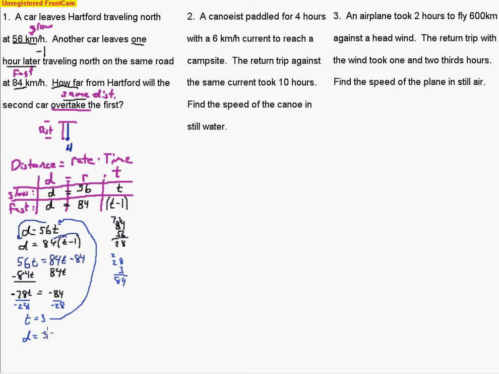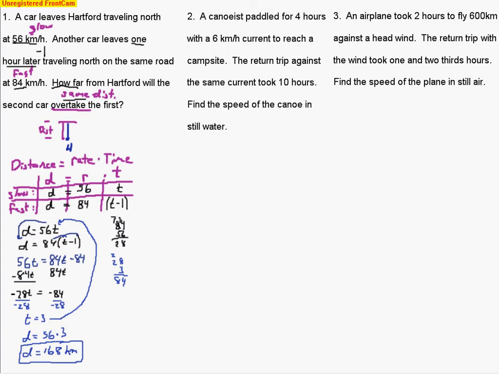So D equals 56 times 3. Multiply the 3 and the 6, you get 18. Carry a 1. 3 and 5 make 15, plus 1 makes 16. So 168 kilometers is the distance that second car and the first car traveled before the second car ended up overtaking the first.